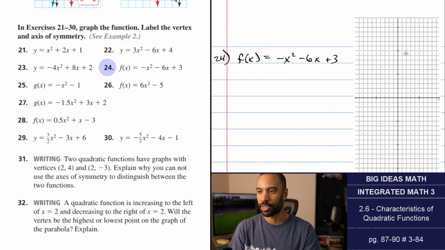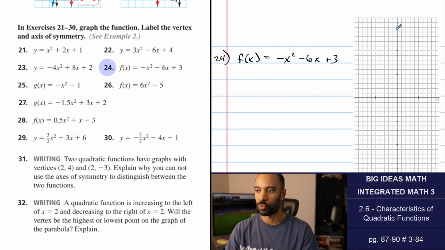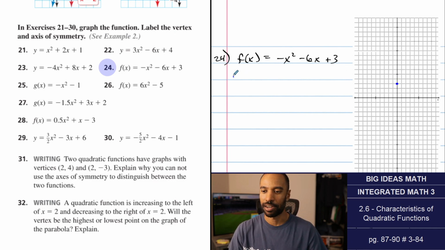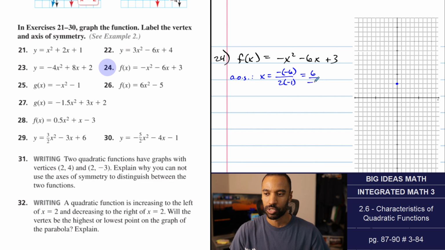Let's continue that path at least one more time here on plotting the y-intercept first, to keep reminding you it's something you can use in standard form. It's one of your benefits. And then obtaining the axis of symmetry, which is the same as the x value of your vertex anyway. So we got negative b over 2a. A is negative 1. It's the number in front of x squared. So 6 over negative 2 is negative 3.